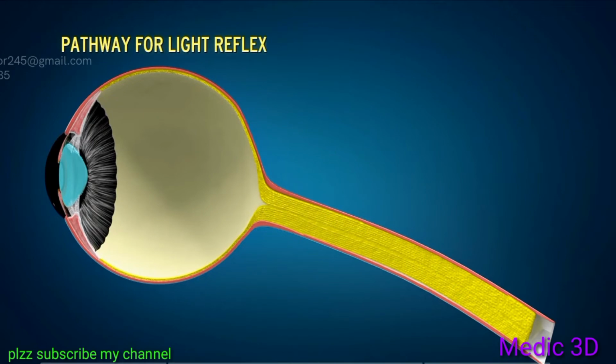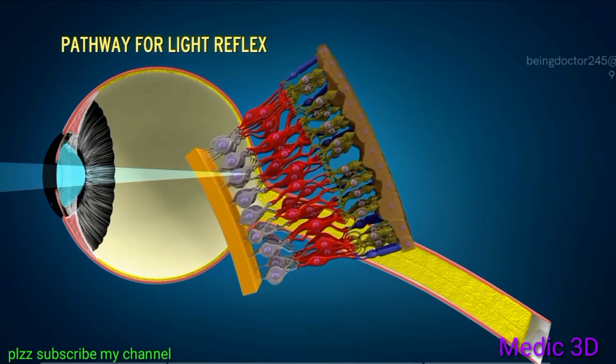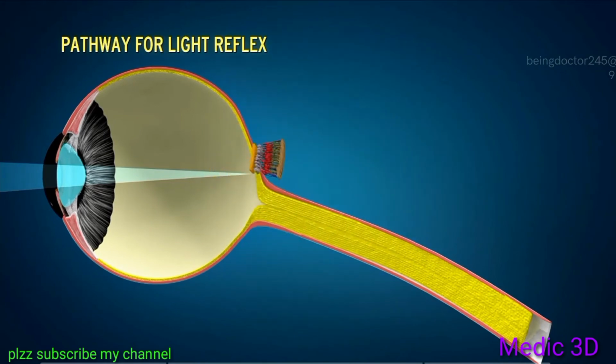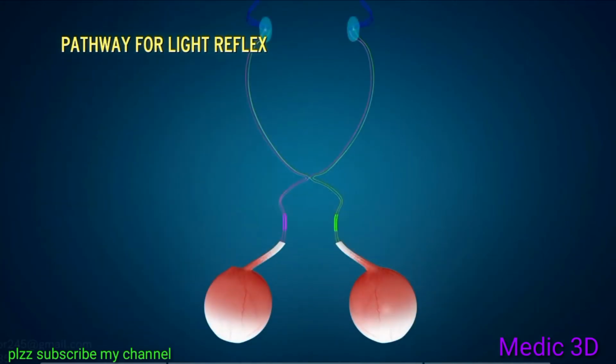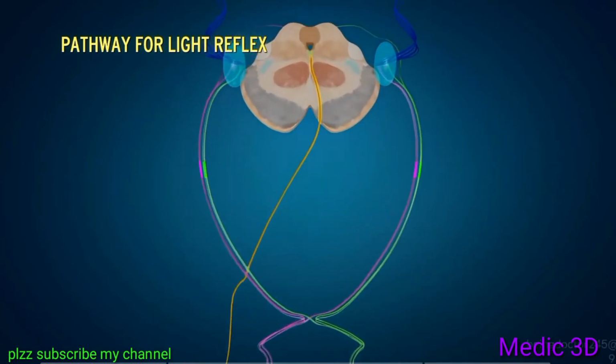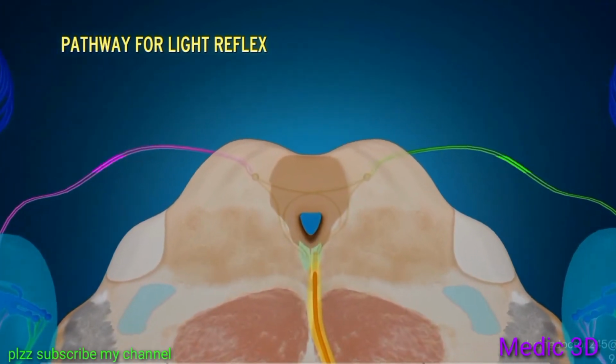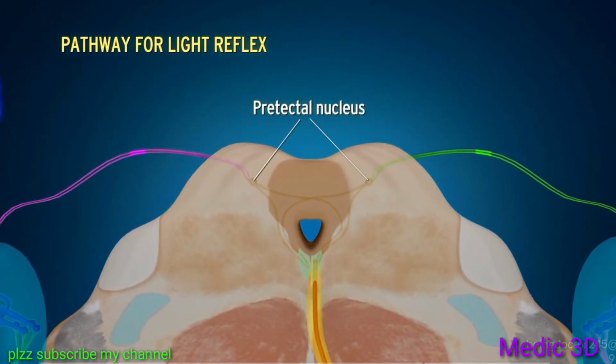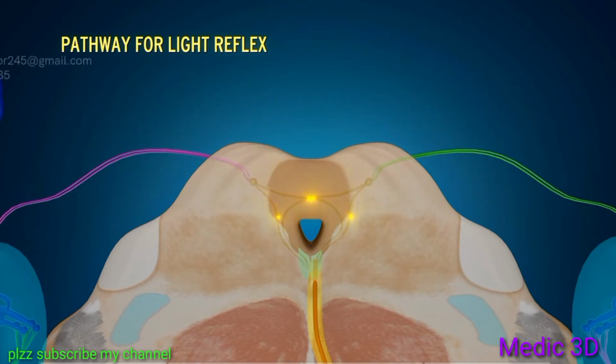Pathway for light reflex. When a beam of light is focused onto one eye, photoreceptors in eye are stimulated. Impulses from photoreceptors are carried by optic nerve fibers and optic tract. Some of the fibers of optic tract, without reaching lateral geniculate body, directly end on pretectal nucleus present on both sides in midbrain. From pretectal nucleus, impulses are carried to Edinger-Westphal nucleus.